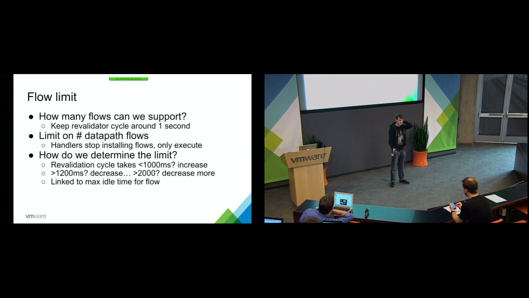So flow limits. How many flows can we support? Well, the way that we work about this is we want to keep flows fresh for under 1 second. That means if something changes in the OpenFlow layer, then we want it to be not more than a second before that change gets propagated down to the kernel cache. This could be defined as whatever you like, but this is the value that we use by default. So we set this limit on the number of Datapath flows that can be created. And once we hit that limit, handler threads will stop installing flows in the kernel, and they'll just start processing any upcalls.